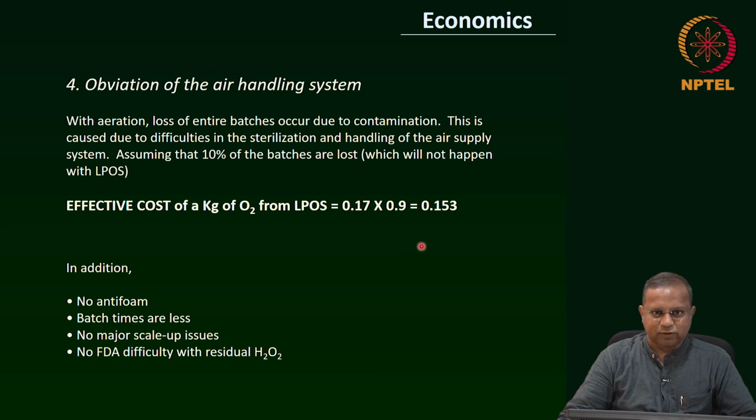It can go even further down. In this analysis, we have not considered the advantage of using no antifoam, batch times being less, no major scale up issues, no FDA difficulty with residual hydrogen peroxide and so on. So, even by considering these, it has come down to a very affordable 15.3 paise per kilogram of oxygen.